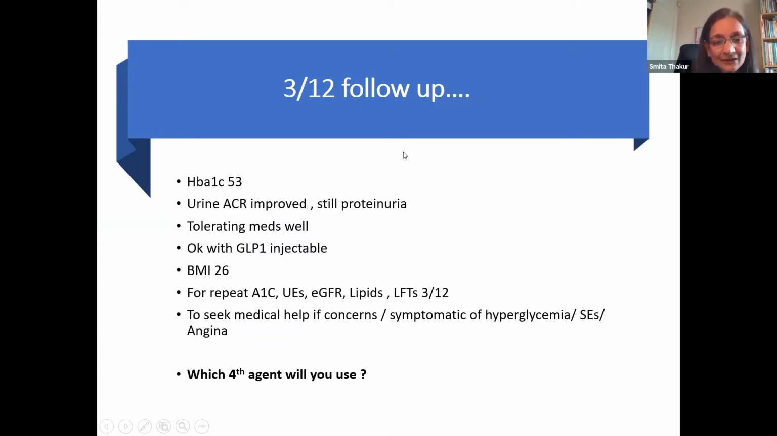A further 3 months down the line, so we're making him better. He's improving in terms of his lifestyle, his numbers. His A1C is 53 now. His ACR improved, still mild proteinuria. He's tolerating all his medication. He's okay with injectables. BMI is down to 26 now.